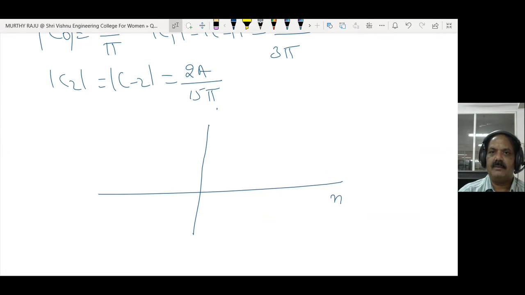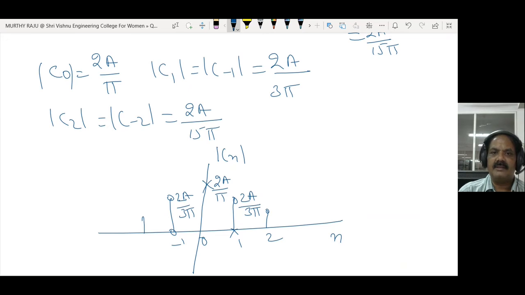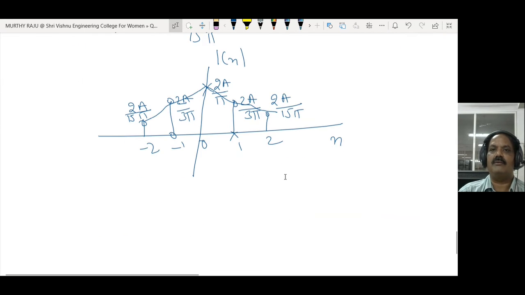This one is n versus mod Cn. For n is equal to 0, the value is 2a by pi. For n is equal to 1, 2a by 3 pi. N is equal to minus 1, 2a by 3 pi. N is equal to 2 and n is equal to minus 2, the value is 2a by 15 pi. This is the magnitude function of that exponential Fourier series.